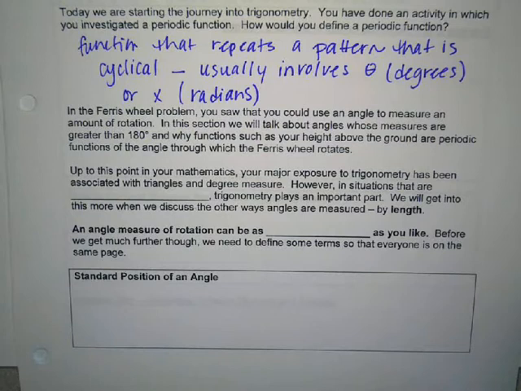In the Ferris wheel problem, you saw that you could use an angle to measure an amount of rotation. In this section, we will talk about angles whose measures are greater than 180, and why functions such as your height above the ground are periodic functions of the angle through which the Ferris wheel rotates. As the wheel rotates, your height goes through the same pattern over and over again. Like if you hit a height of 20 feet, you're going to go around the circle again and hit the height of 20 feet again.